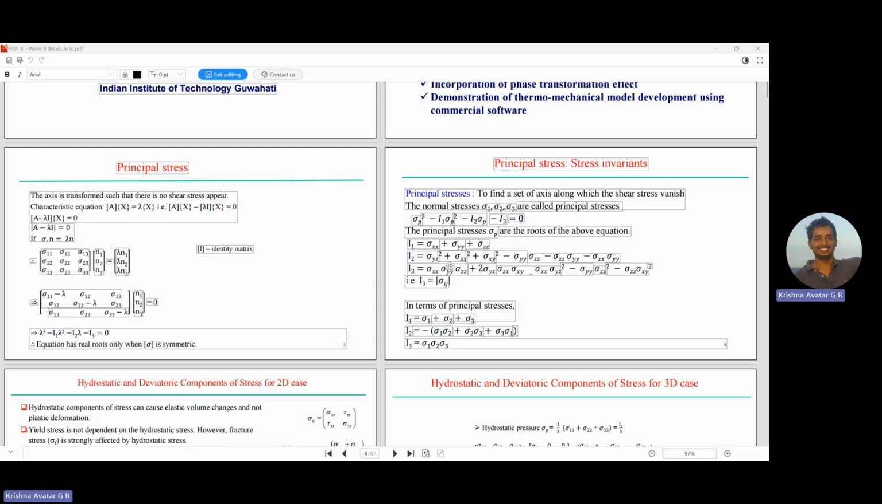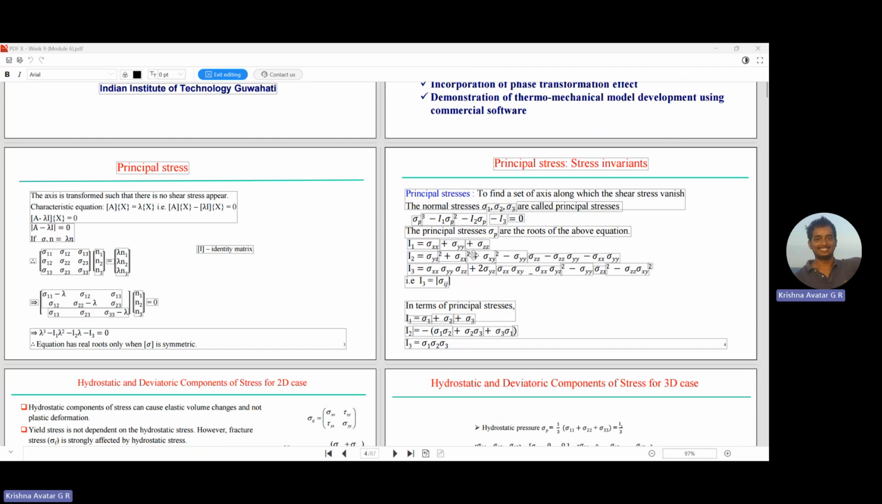So we'll have σ23 squared plus σ13 squared plus σ12 squared minus σ22 σ33 minus σ33 σ11 minus σ11 σ22. And I3 happens to be, although this looks like a complex expression, also just the determinant of the matrix σ. So the first invariant is the sum of the diagonal elements of this σ matrix, the third invariant is the determinant of this matrix, and the second invariant is some sort of a quadratic form of this matrix.